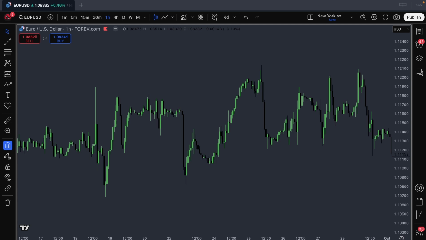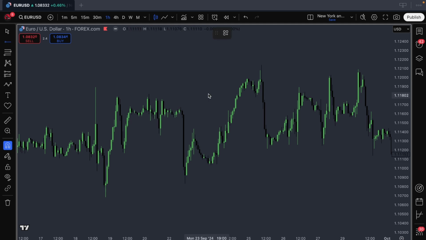Now let's talk about consolidation. As you can see on this Euro US dollar 1 hour chart, the price is moving sideways. It doesn't have any clear direction that it's going, and the best strategy to trade this is to either wait for a breakout or you trade off of the bounds of the support and resistance.